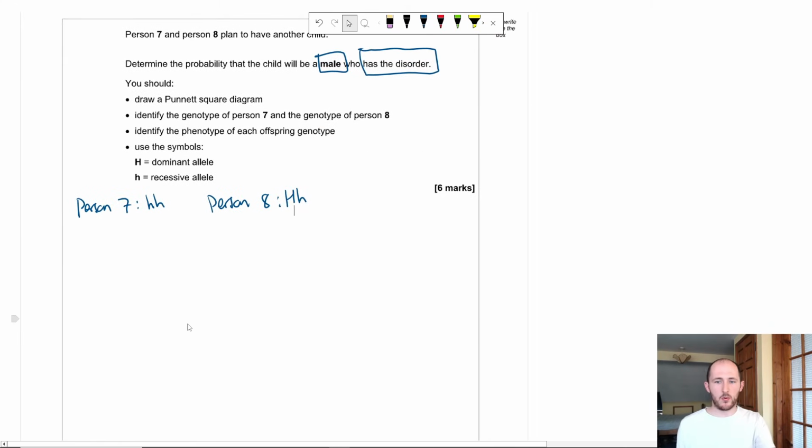Now how does this work? Well, all you have to do is write person 7 and person 8. People draw them kind of differently, but that's completely fine. And then you're going to show both possibilities. So person 7 is lowercase h, lowercase h, and person 8 is capital H, lowercase h. Again, it doesn't matter the order. You're going to get the same result afterwards. So if I drag that down a bit, now we can actually draw the square itself.